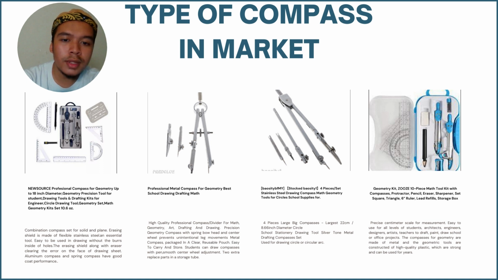10-piece math toolkit with compasses. For the last type, precise centimeter scale for measurement, easy to use for all levels of students, architects, engineers, designers, artists, teachers to draft, paint, draw school or office projects. The compasses for geometry are made of metal and the geometric tools are constructed of high quality plastic which is strong and can be used for years.